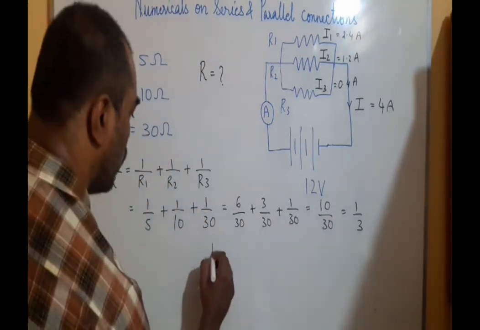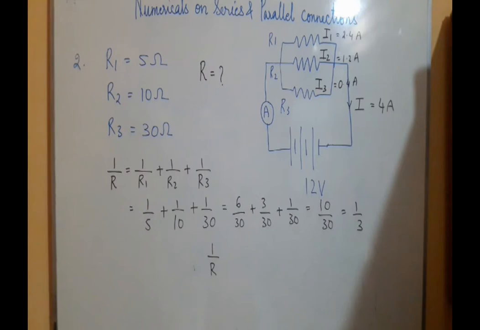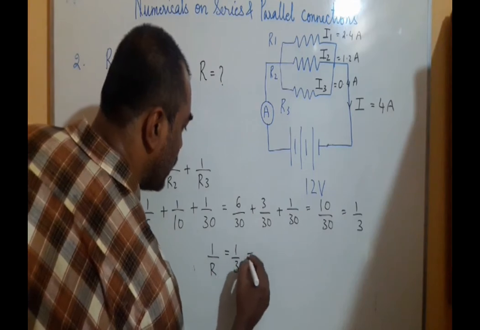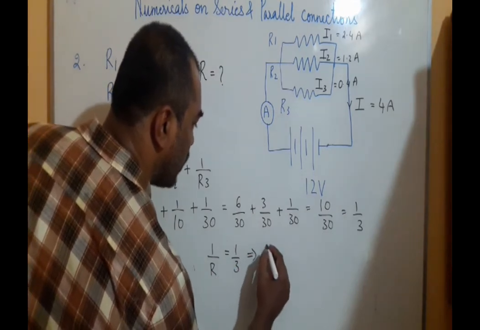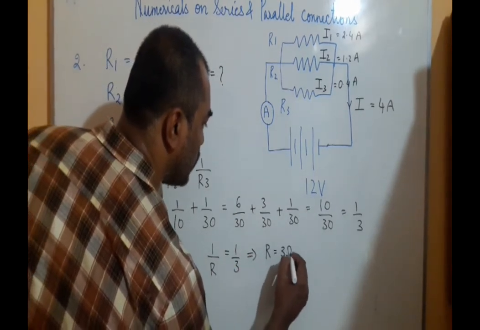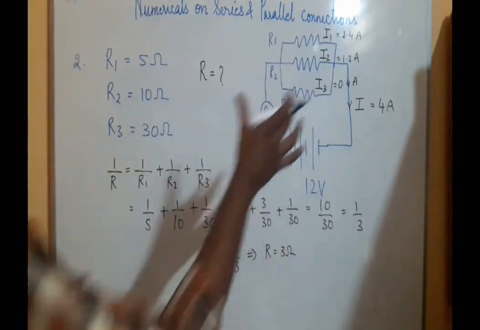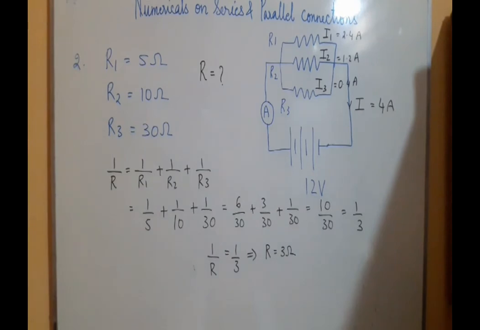So we have 1 upon R equal to 1 upon 3. Taking the reciprocals, R is equal to 3 ohm. So the equivalent resistance of the three resistances in parallel is 3 ohms.